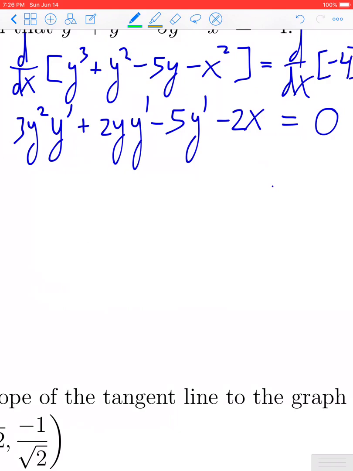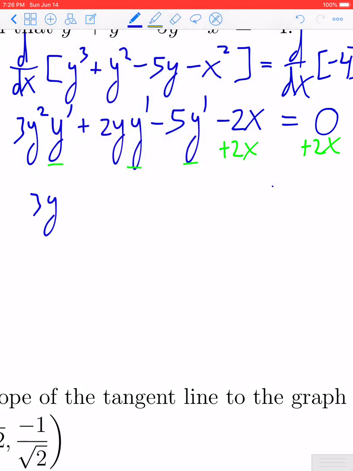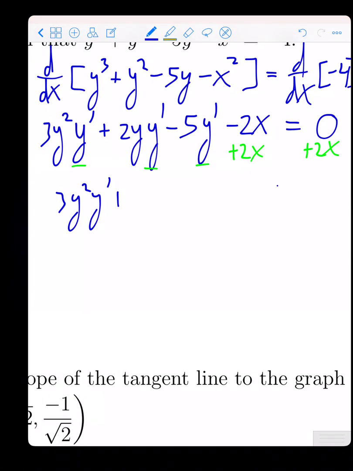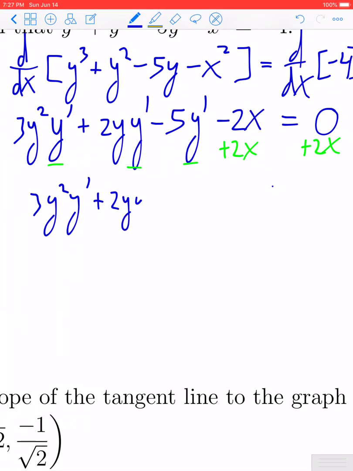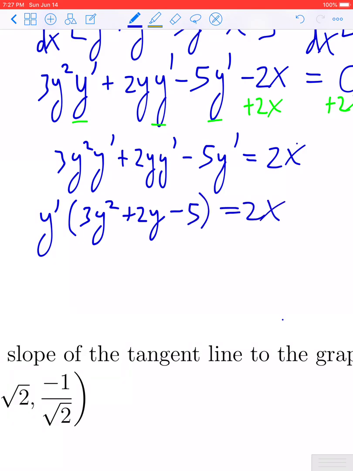The next step is to get all of our y prime terms on one side. So I'm going to do that by adding 2x to both sides. We have 3y squared y prime plus 2y y prime minus 5y prime is equal to 2x. Now that we've done this, y prime is a common factor on that left-hand side, so we can factor it out. We get y prime times 3y squared plus 2y minus 5 equals 2x.